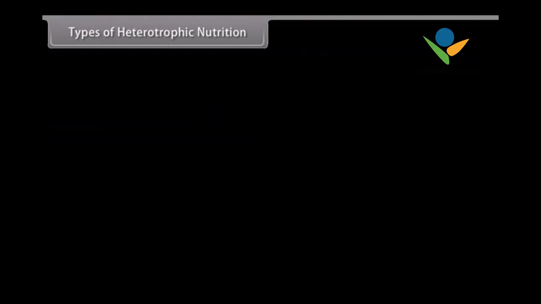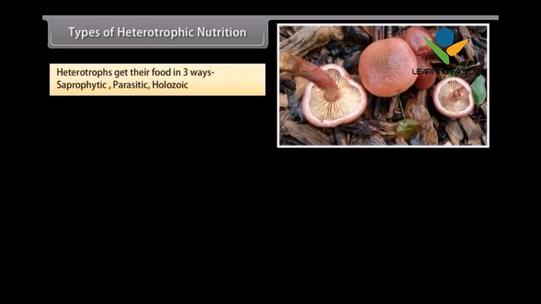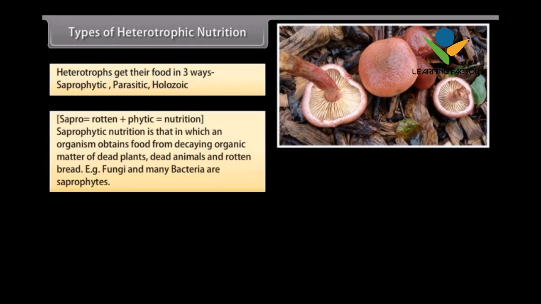Types of heterotrophic nutrition. Heterotrophs get their food in three ways: saprophytic, parasitic, and holozoic. Sapro means rotten and phytic means nutrition. Saprophytic nutrition is that in which an organism obtains food from decaying organic matter of dead plants, dead animals, and rotten bread. That is, fungi and many bacteria are saprophytes.